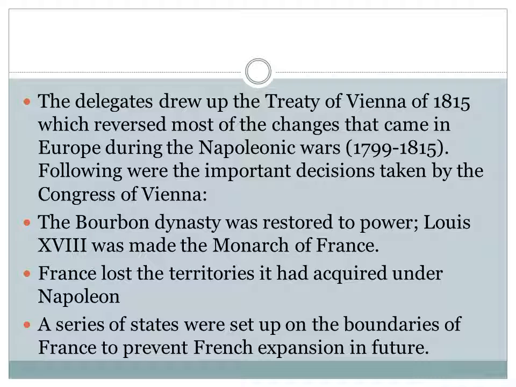The delegates drew up the Treaty of Vienna of 1815, which reversed most of the changes that came in Europe during the Napoleonic Wars. Following were the important decisions taken by the Congress of Vienna. The Bourbon dynasty was restored to power. Louis XVIII was made the monarch of France. France lost all the territories it had acquired under Napoleon. A series of states were set up on the boundaries of France to prevent its expansion in future.